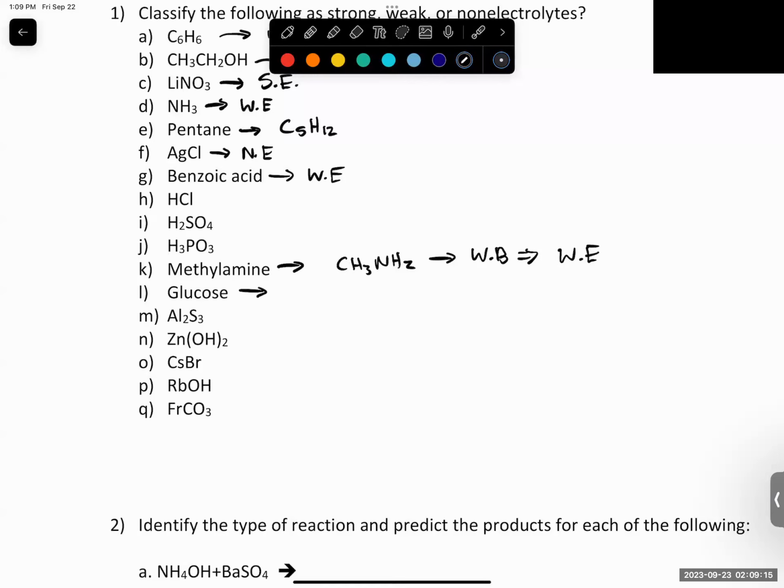Because yeah, you can dissolve salt or sugar in water, but is it going to break up into ions? And the answer is, it's not an electrolyte. It's a non-electrolyte because sugar dissolves in water, but it's not going to dissociate in water. When we're talking about electrolytes, we mainly care about whether it can dissociate. So this is a non-electrolyte.